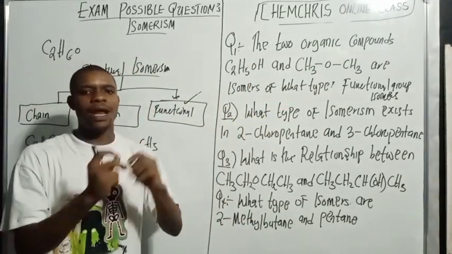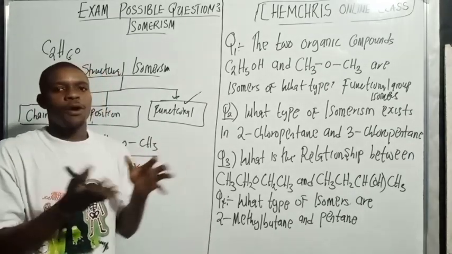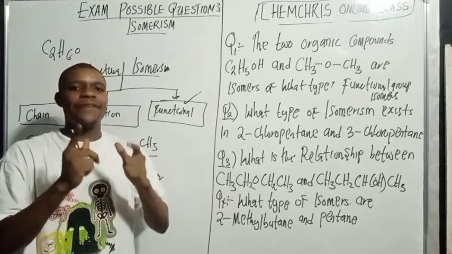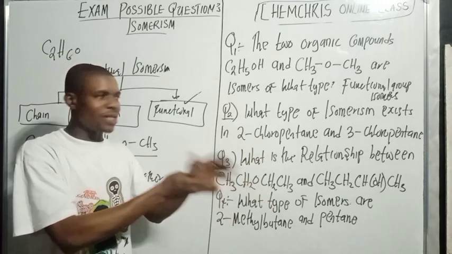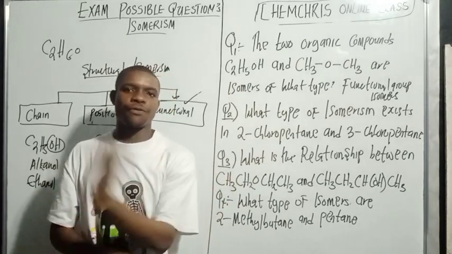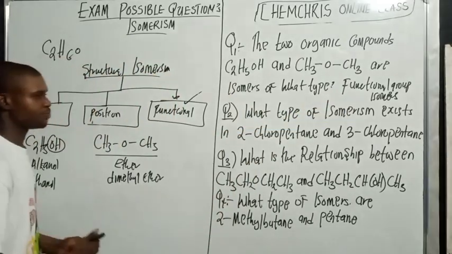Understand? When a question is given to you under isomerism, you ask yourself: is it positional, is it functional, or is it chain? If the two do not have the same functional group, it's going to be functional group isomerism. They differ in functional group. Do you understand? That is called functional group isomerism.